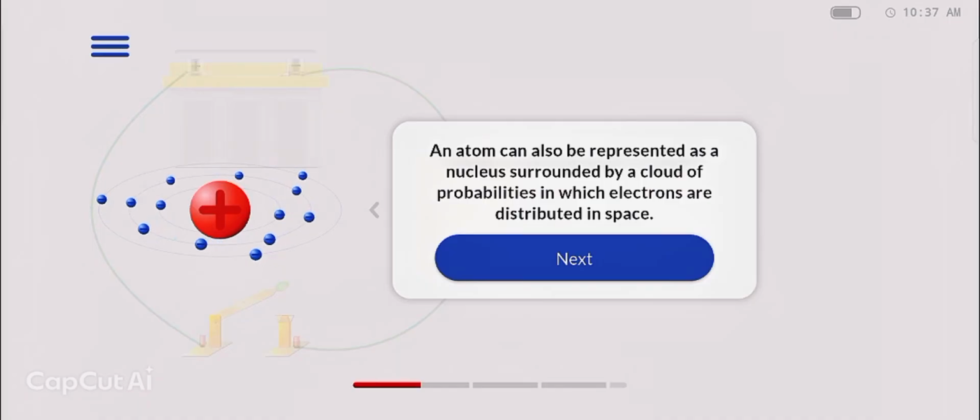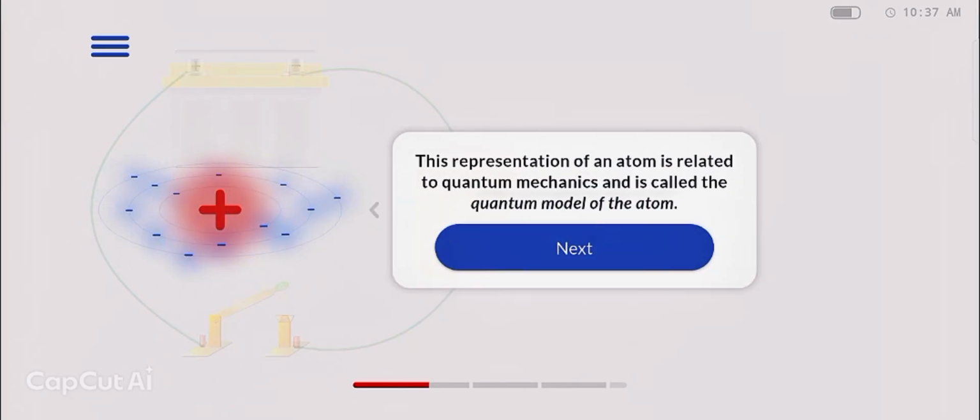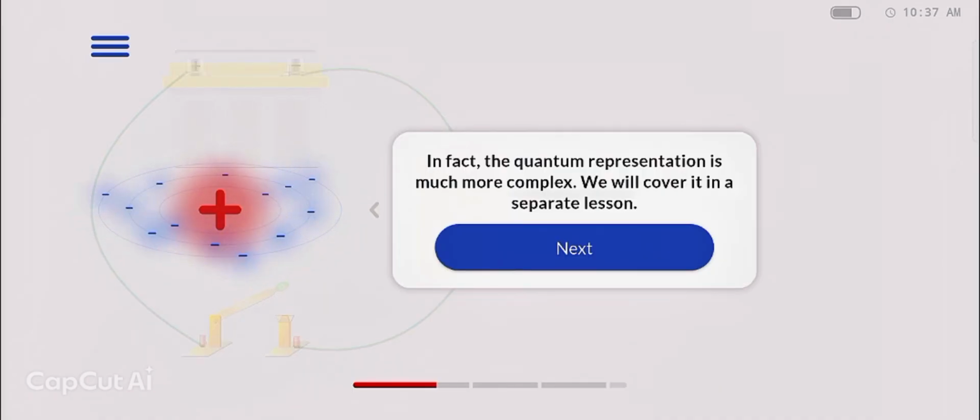An atom can also be represented as a nucleus surrounded by a cloud of probabilities in which electrons are distributed in space. This representation of an atom is related to quantum mechanics and is called the quantum model of the atom. In fact, the quantum representation is much more complex. We will cover it in a separate lesson.